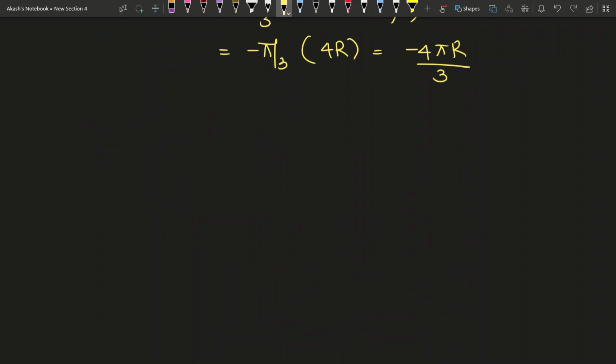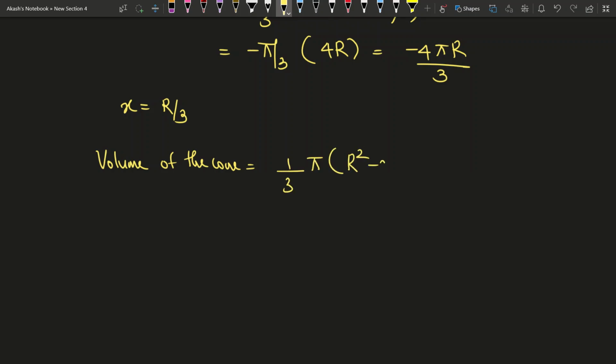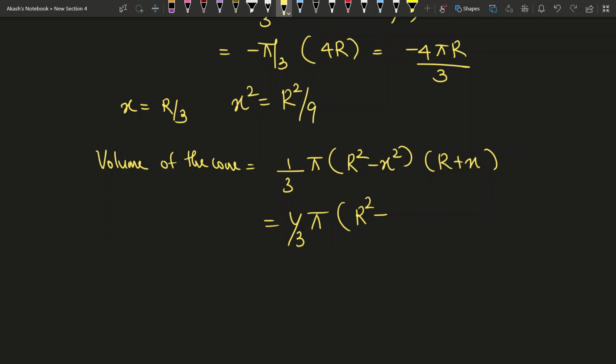Now we need to find out whether that particular volume is going to be 8 by 27 times. How can we establish that? At x is equal to r by 3, we know that the volume of the cone is equal to 1 by 3 into pi into r square minus x square into r plus x. We got x equal to r by 3. So if you substitute, 1 by 3 into pi into r square minus x square, which will be r square divided by 9, into r plus r by 3.